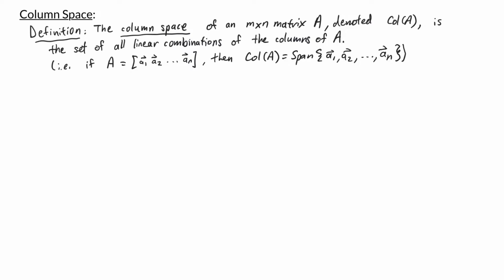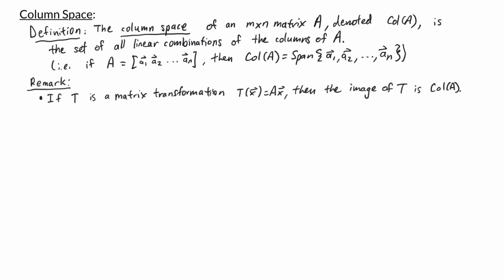In our linear transformation video, we mentioned that the image of a matrix transformation is the column space of that matrix. So let's see why. Remember that the image of a transformation is the set of outputs. If I input an arbitrary vector x equals x1 through xn, then the output T of x is A times x.